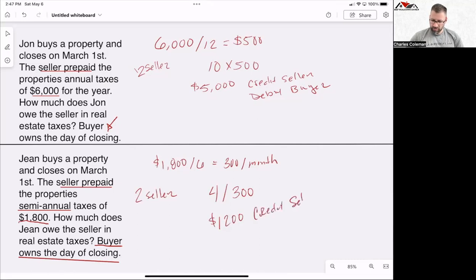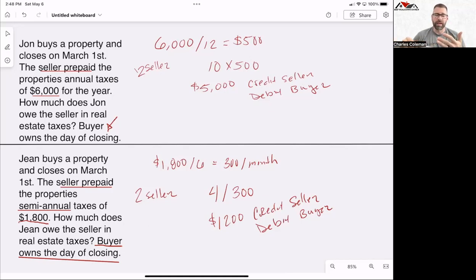That's going to be $1,200 credit seller, debit buyer. So again, a couple things we need to look out for when we're doing proration questions. We need to figure out who owns the day of closing. Is it annual or semi-annual? And then from there, is it prepaid or is it paid in the arrears?